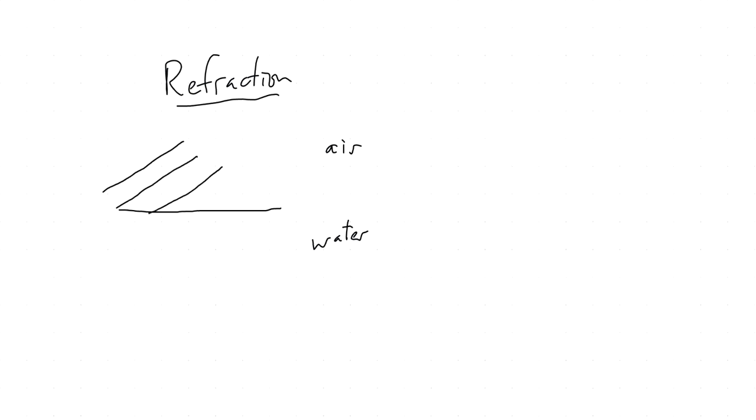When a wave goes from one medium to another, for instance, let's say air to water, the compressions will come in at some angle. These are called the wave fronts. So first, we're going to go over terminology.